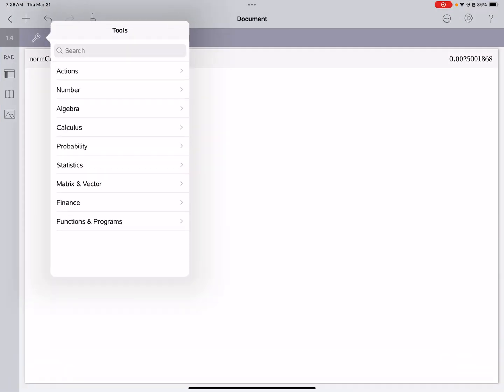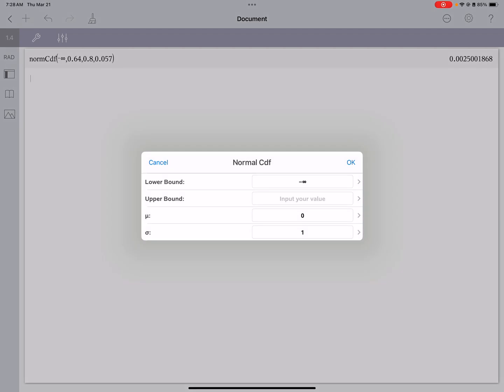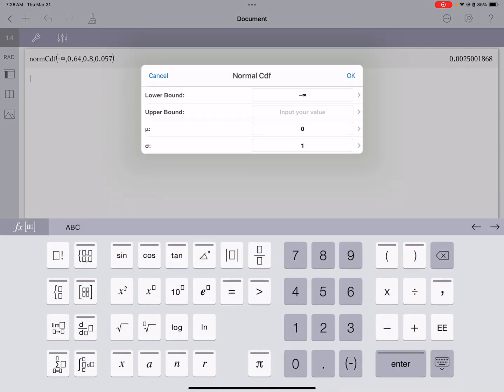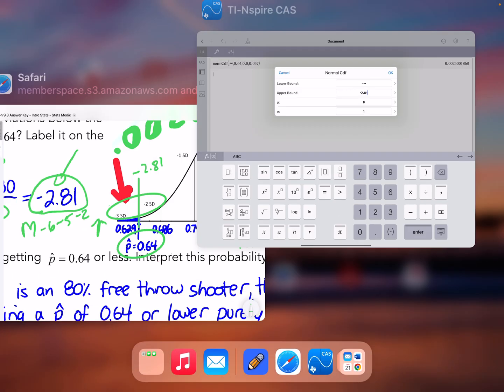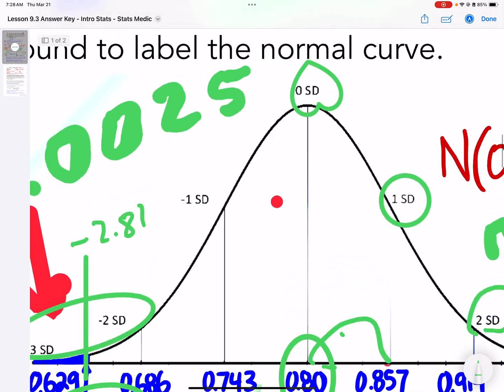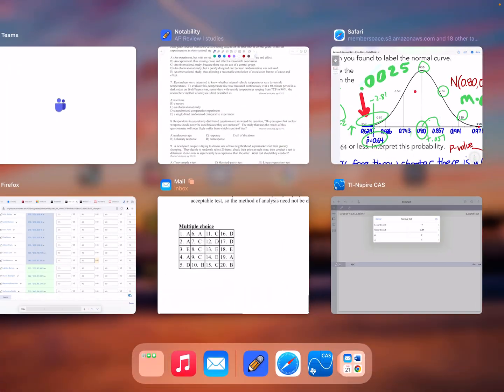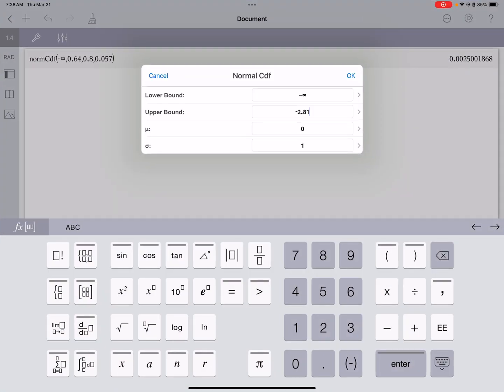So go to menu 6.5.2, and again I said the lower bound is way off the curve to the left, and then the upper bound is -2.81, and the mean is going to be 0, because the mean of the z-scores is always 0. You see it right here. And the standard deviation, you see I'm going up 1 standard deviation at a time, is always 1. So the calculator already has everything else fixed for you.